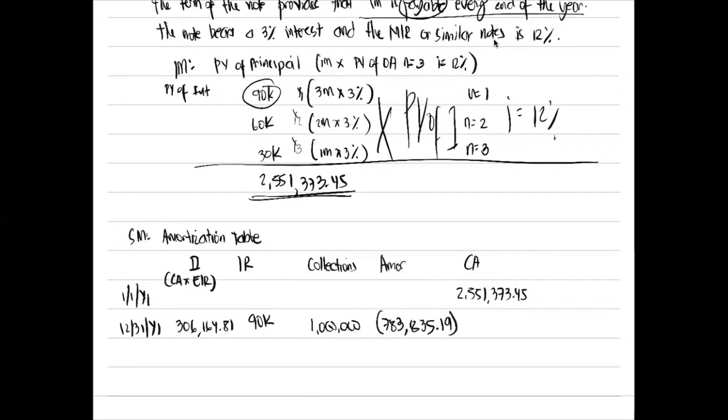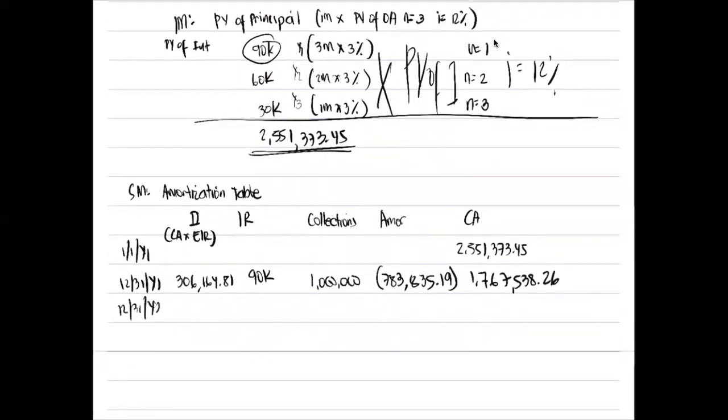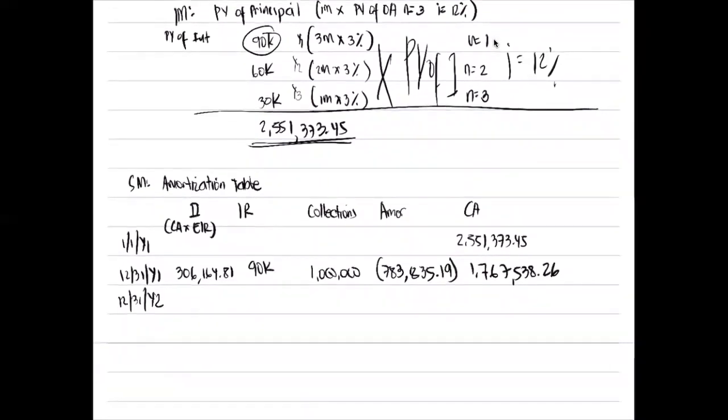So 2,551,373.45 less 783,835.19. So we will get 1,767,538.26. Next, December 31, year 2. Our interest income is 1,767,538.26 multiplied by effective interest rate of 12%. So we have here 212,104.59. Our interest received is still at 90,000. And our collections is still at 1 million because the 3 million is payable annually for 1 million.